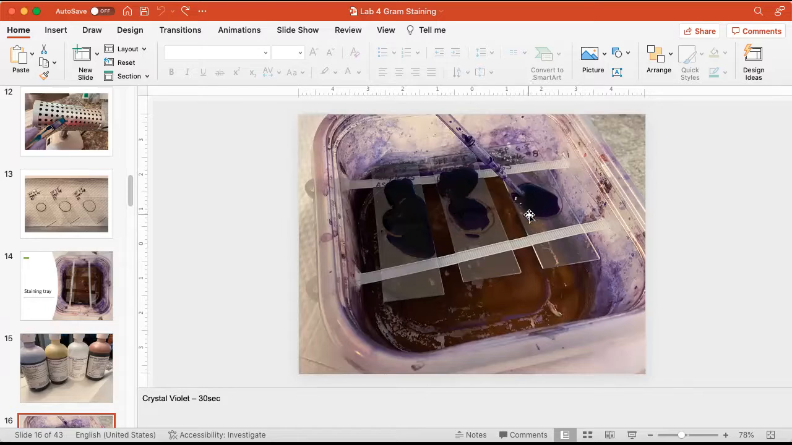We draw up the crystal violet, sometimes with a transfer pipette. In some labs, they will put the crystal violet into a squeeze bottle so you can apply it directly. The important thing is that you cover the smear entirely. You don't want to be stingy with stain because you won't get good results.